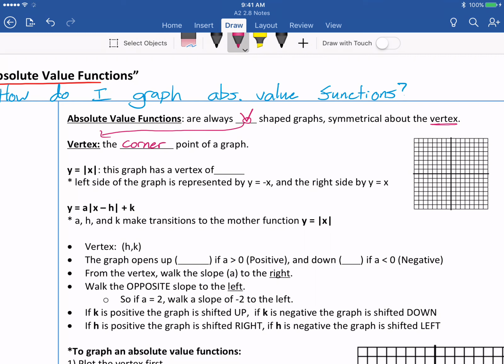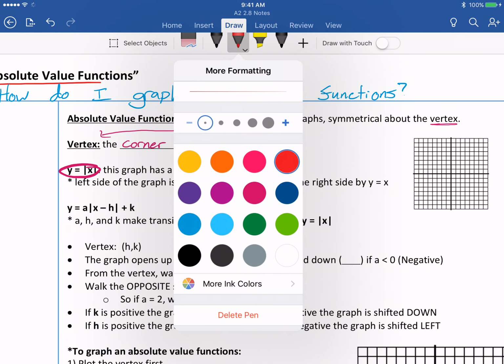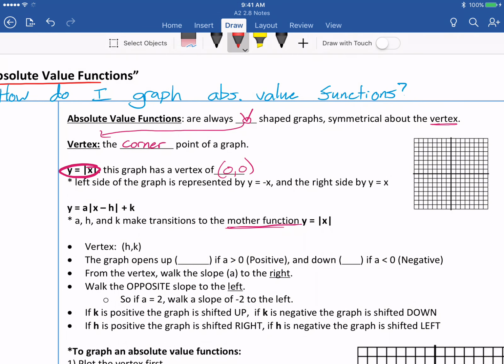All right, so y equals the absolute value of x right here. This is the graph with a vertex of 0, 0. Okay, so notice it's just y equals the absolute value of x. We call this the mother function. All right, so if we have a graph centered upon 0, 0, the left side of the graph is by this negative x, so it comes into there. And the right side is by positive x. So y equals negative x and y equals positive x. So we're looking at a V-shaped graph.